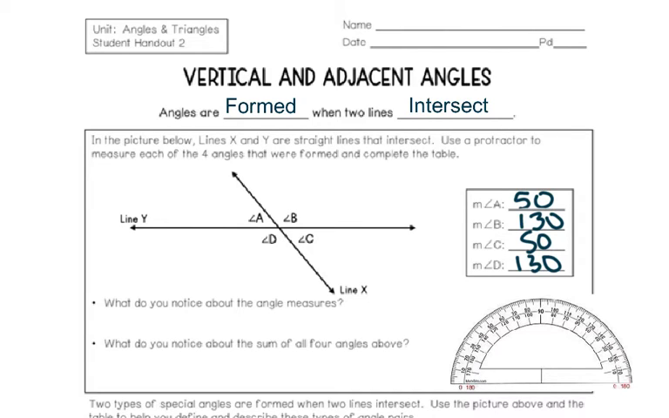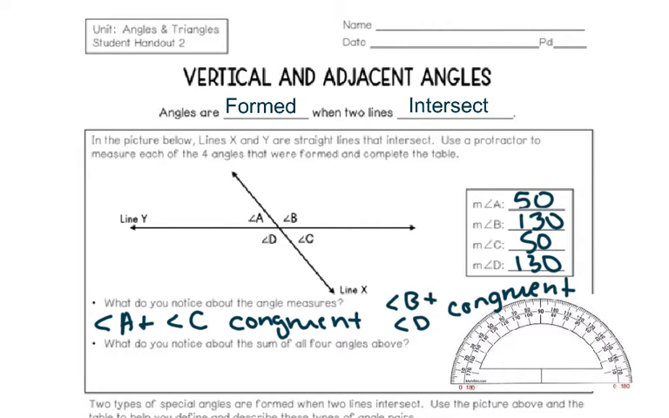Our next question asks, what do we notice about the angle measures? I want you to pause the video and see if there's anything that you notice. I already talked about some being supplementary, A and B, or C and D. But also I noticed that A is 50 degrees and C is 50 degrees. That makes those angles congruent, and congruent just means they're the same. This also means that angle B that's 130 and angle D that is 130 are also congruent.